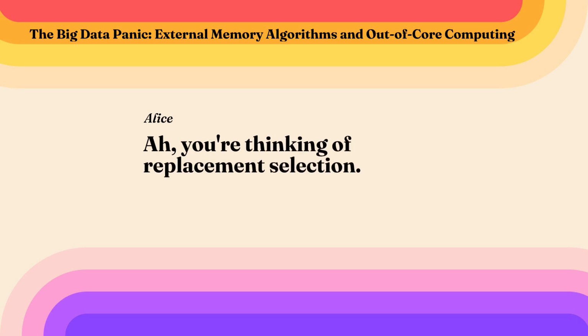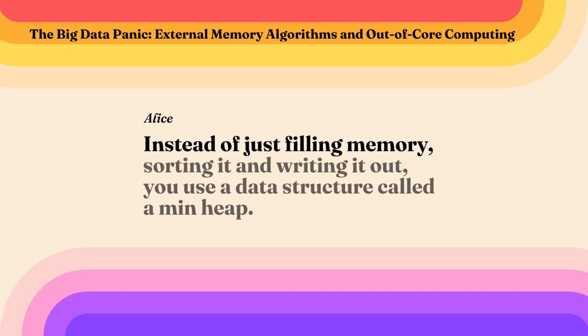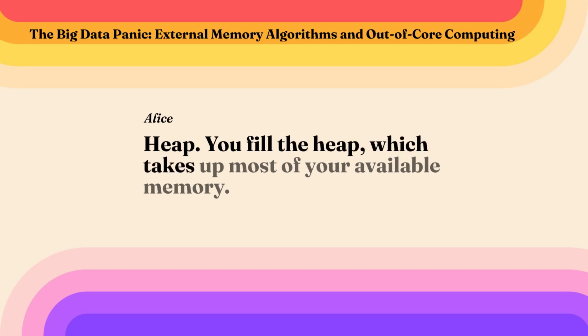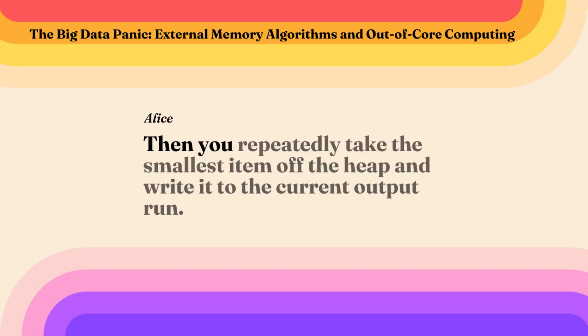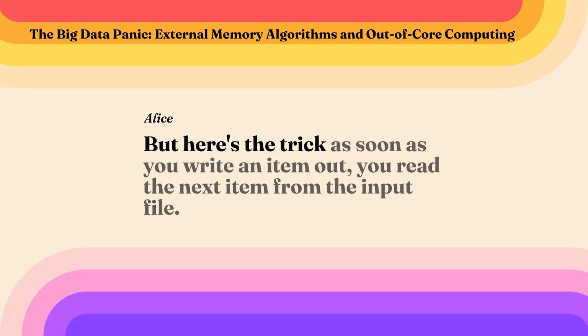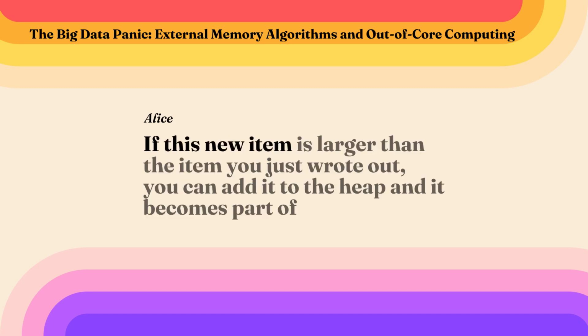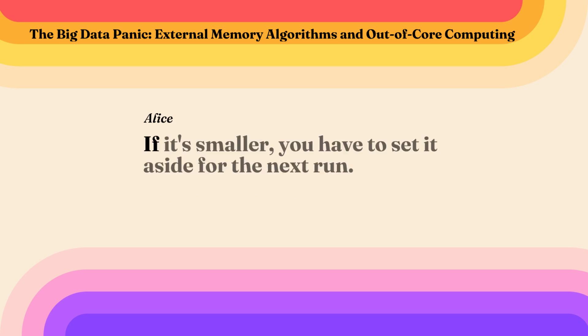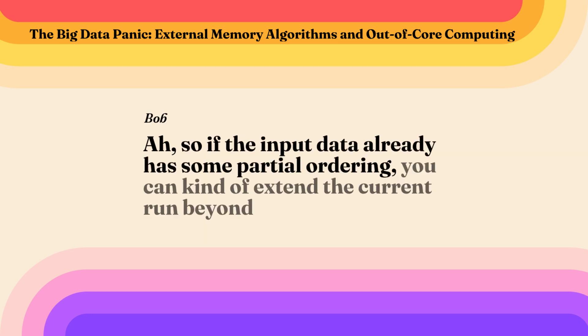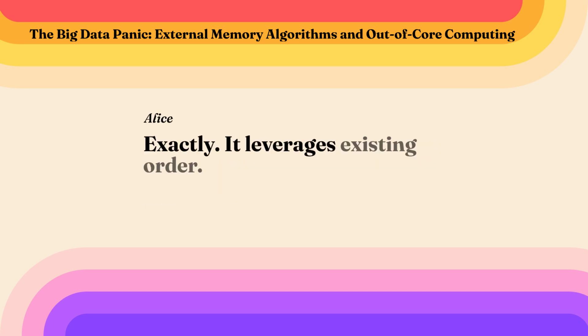You're thinking of replacement selection. It's a clever technique. Instead of just filling memory, sorting it, and writing it out, you use a data structure called a min heap. Okay, heap. You fill the heap, which takes up most of your available memory. Then you repeatedly take the smallest item off the heap and write it to the current output run. But here's the trick. As soon as you write an item out, you read the next item from the input file. If this new item is larger than the item you just wrote out, you can add it to the heap and it becomes part of the current sorted run. If it's smaller, you have to set it aside for the next run. So if the input data already has some partial ordering, you can kind of extend the current run beyond the initial memory load. Exactly.